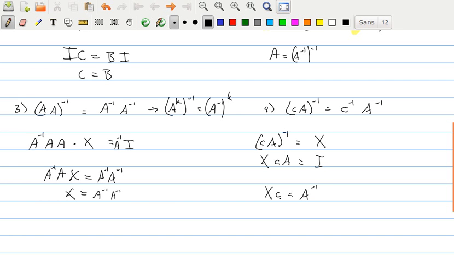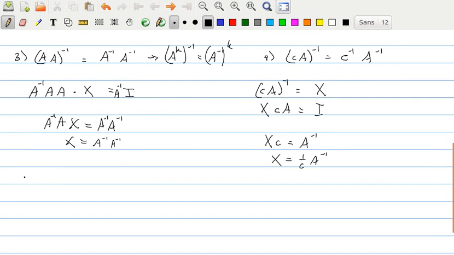Then I need to get rid of the C somehow, so I can multiply both sides by 1 over C to get rid of the scalar multiple, which says this is 1 over C times A inverse, which is what we're trying to show in the first place. It just says the inverse of a scalar multiple of a matrix takes the inverse of the scalar multiple and the inverse of the matrix.